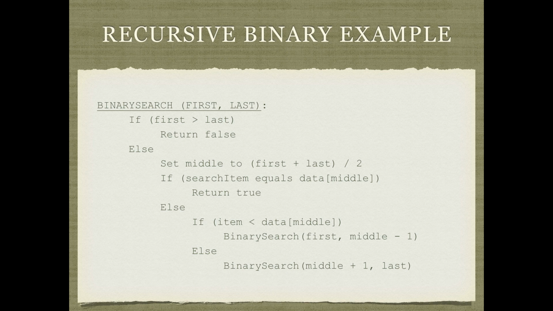So that's the first condition. The second condition is we actually found the search item that we're looking for in the value of data middle, and then we return true. So these are our proofs or our verifications that the loop will not run forever. So assuming that first is still less than or equal to last and we haven't found the search item yet, then we can call our binary search method again with updated first and last values.